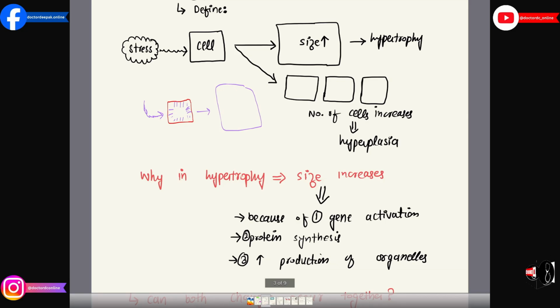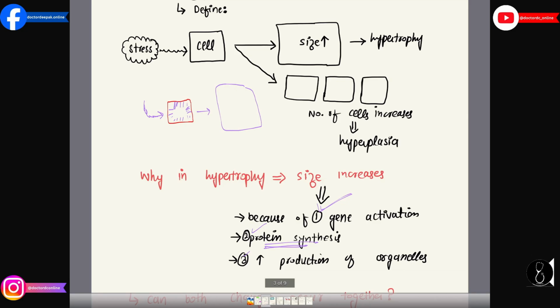You have to keep in mind, whenever you are putting a stress on the cell and the cell is going to increase its size, before the cell size increases, the cell has to undergo these three steps. First step, the cell will increase its protein synthesis. Protein synthesis means these cytoskeleton proteins have to be increased. If you increase the protein synthesis, it means your cell size will increase.